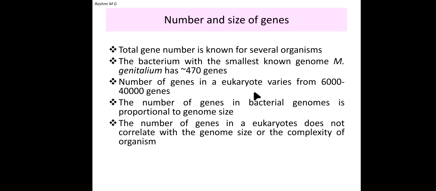Number of genes in a eukaryote varies from 6,000 to 40,000 genes. The number of genes in bacterial genome is proportional to genome size. So the number of genes in eukaryotes does not correlate with the genome size or the complexity of the organism.